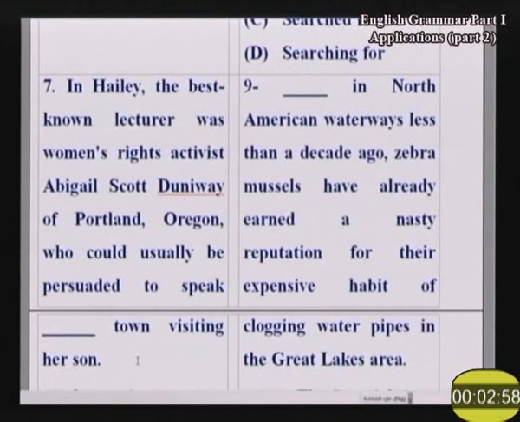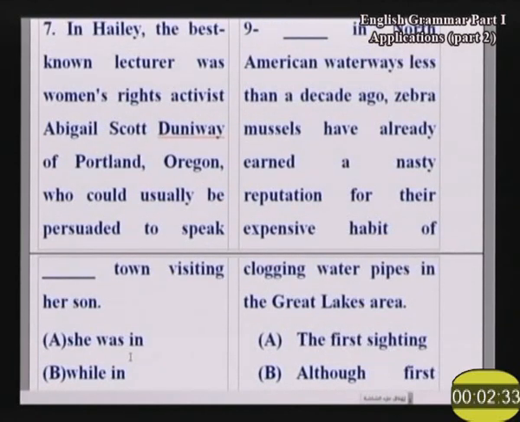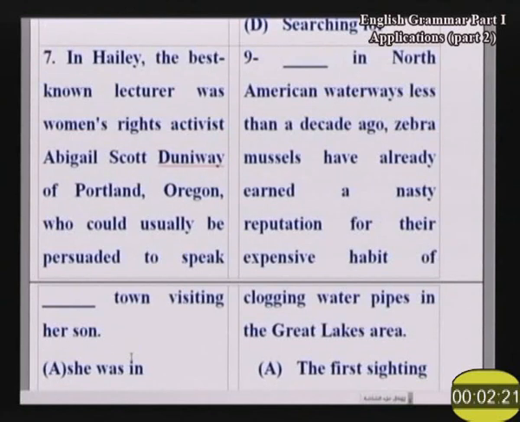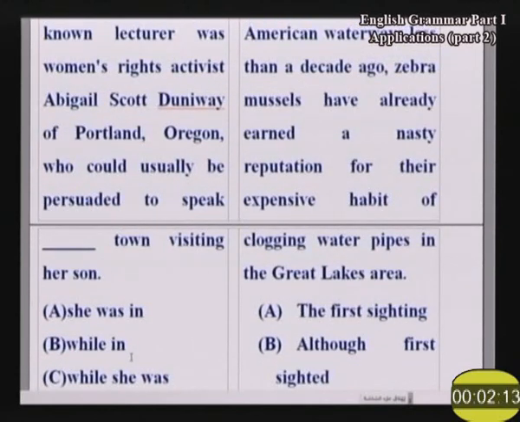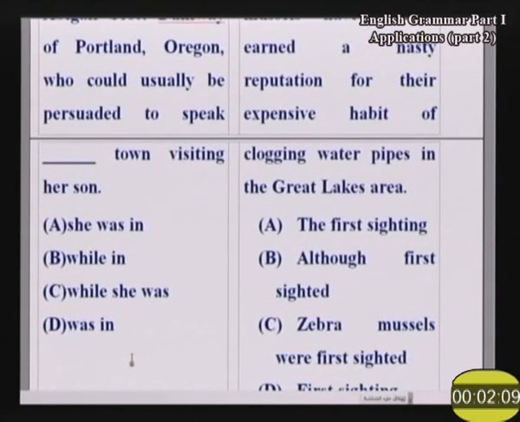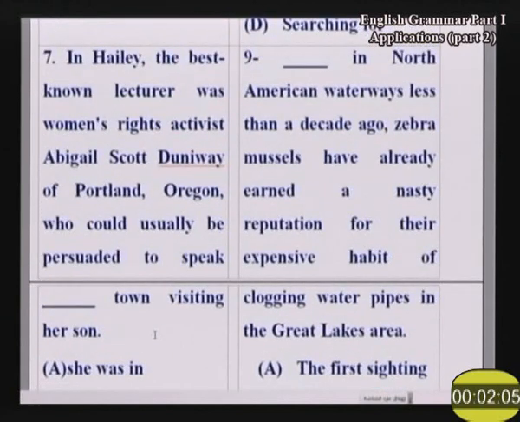طيب نشوف بعد كده نمرة 9. In North American waterways less than a decade ago, zebra mussels have already earned a nasty reputation for their expensive habits of clogging water pipes in the Great Lakes area. ادي عندي subject and verb اهو. طيب هنا بقى فوق هقول ايه؟ The first sighting in North American waterways less than a decade ago ولا although first sighted ولا zebra mussels were first sighted. لو قلت were first sighted هيبقى عندي اهو فاعل وفعل وتخلص الجملة عند ago.